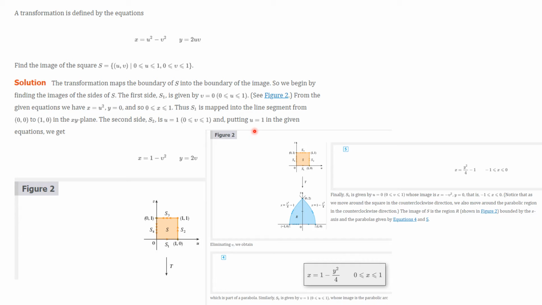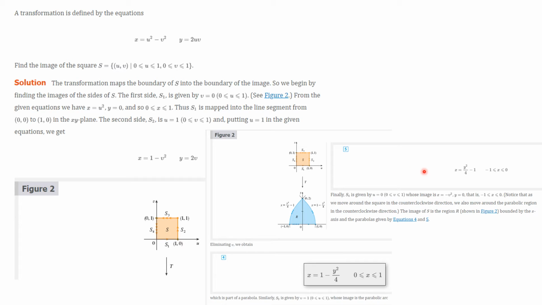Now if we put u equal to 1 in this equation up here, we get that x is equal to 1 minus v squared, and y is equal to 2v. Now, if we solve this for v, then v is equal to y over 2, so x is equal to 1 minus y squared over 4, and x runs from 0 to 1, so we have this expression here. So now, S1 was this one, S2 was this one.